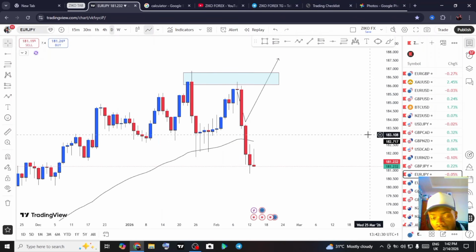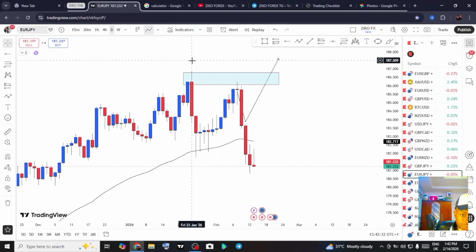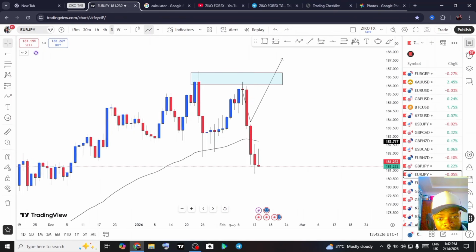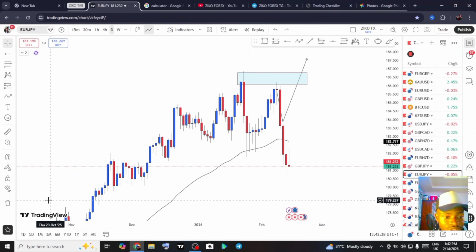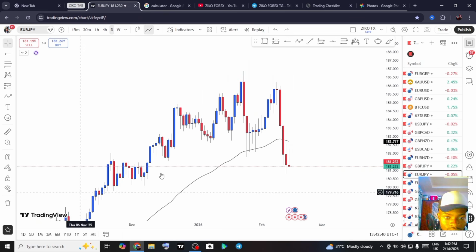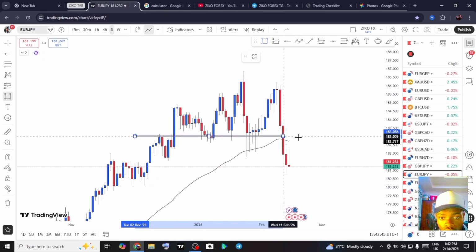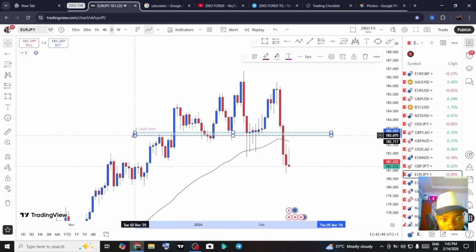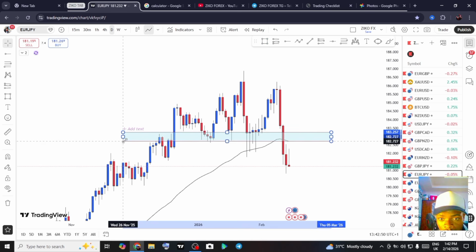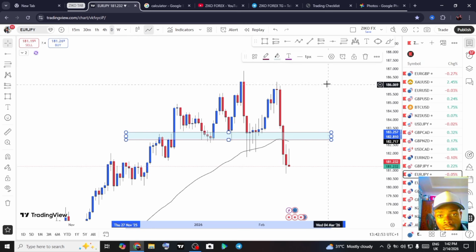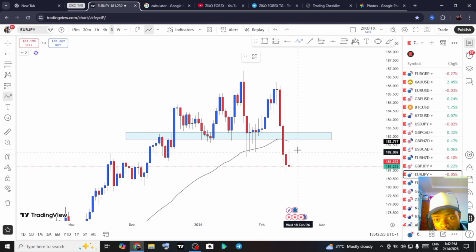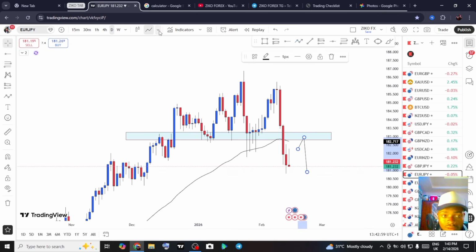So Euro JPY. Euro JPY is currently bearish. So let's delete everything that we have right here. Euro JPY is clearly bearish. We have been bullish for quite a while, and right now we have an area of interest right here, as you can see. Now it's very simple. What we'll be looking for here is a retracement back into the area to continue selling, right?